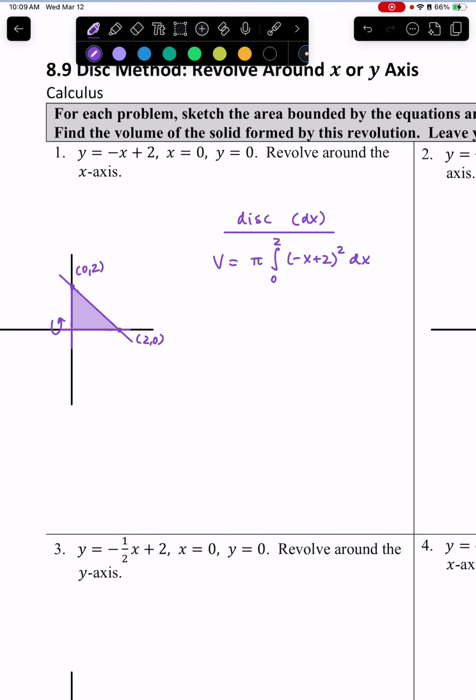Next we're going to do the shell method. That's going to be dy. Our shells are going to look like this as we rotate around. So again, our radius is just going to be y. V equals 2 pi r h. Our y values are going to also go from 0 to 2. Our radius is y, and our height varies as a function of x. And x is equal to, adding the x over to the other side, 2 minus y. So 2 minus y dy.